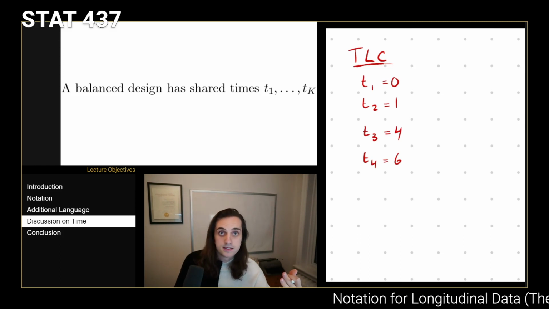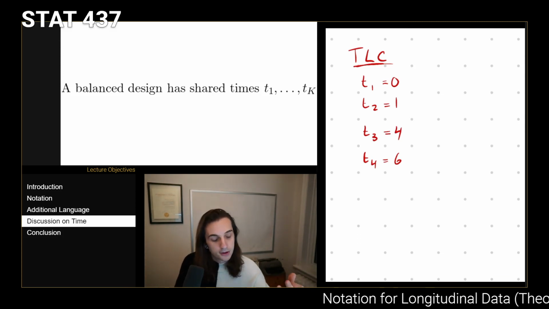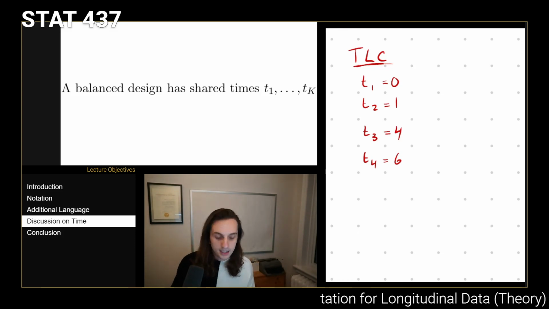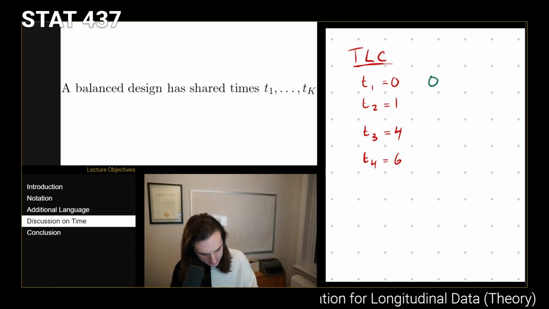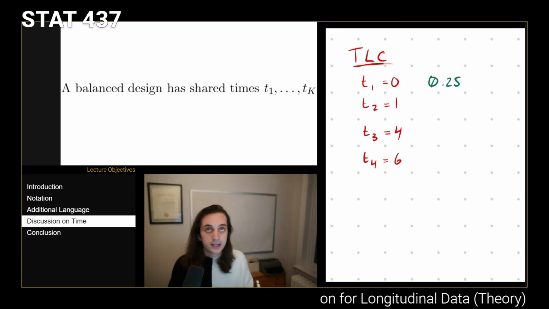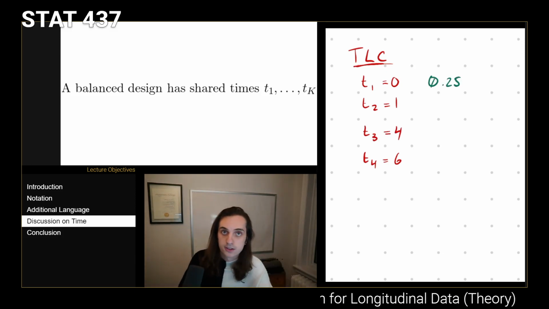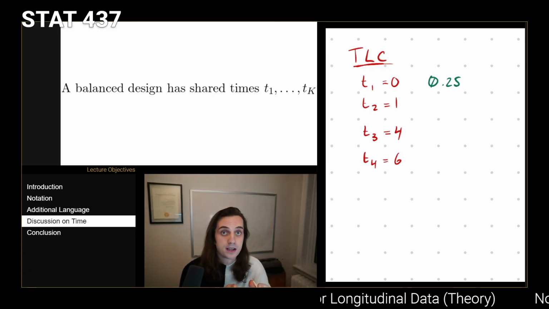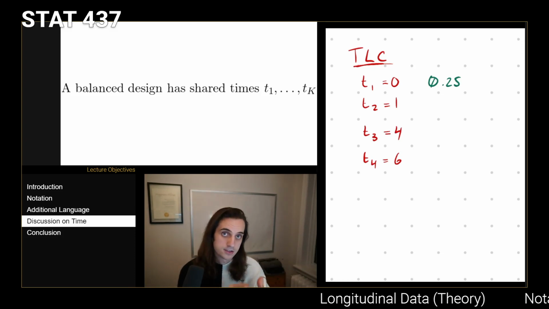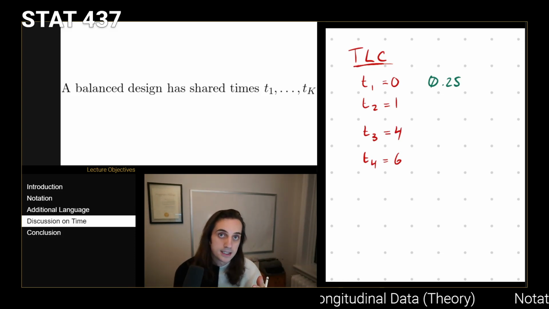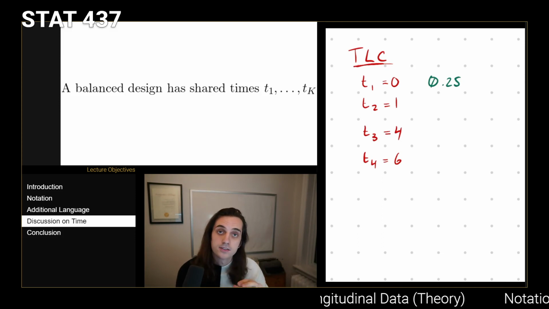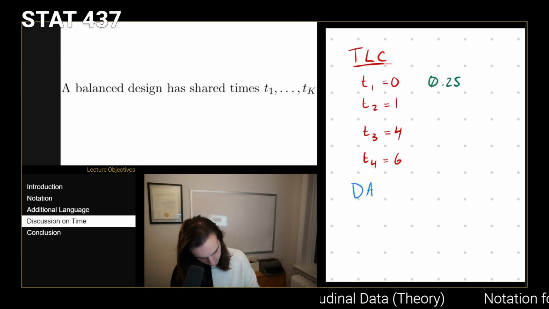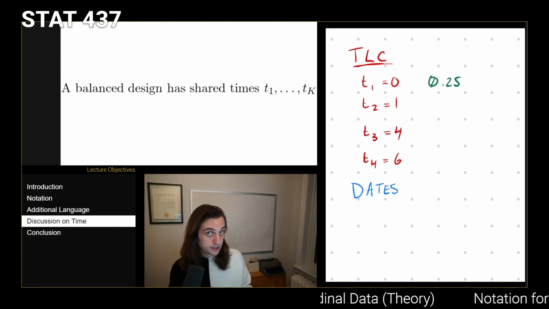Some timescales are going to be more natural to think about continuously than others, but we could even think about this as being continuous weeks and let us have like 0.25 of a week, depending on how granular we want to be with it. If we're talking discrete versus continuous, we can also think about time relative to the calendar, right? So we can think about dates, which we saw in the podcast data.